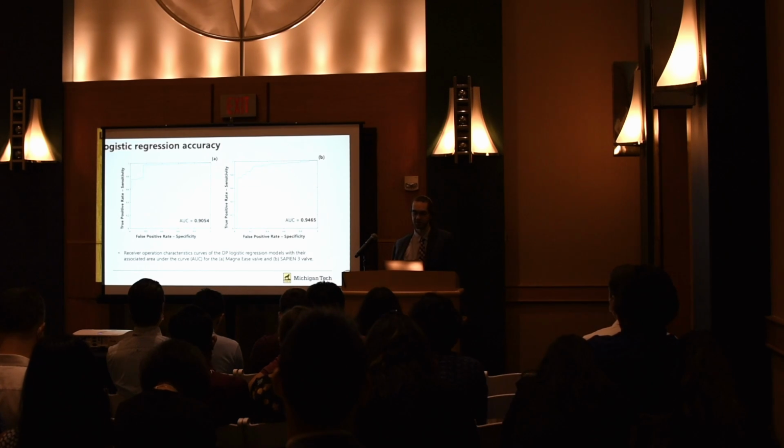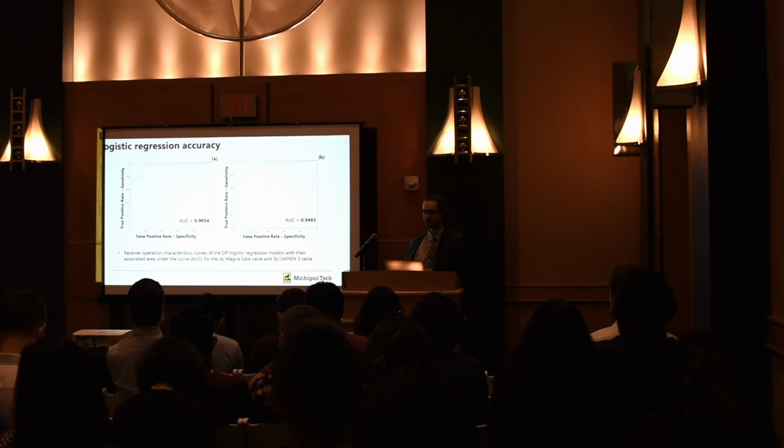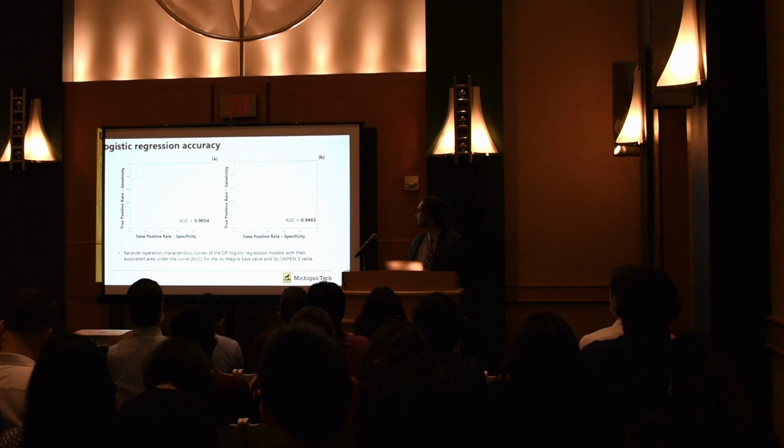So here we're showing our receiver operating characteristic curve for the logistic regression models. The line there is, on the y-axis we're plotting sensitivity, and then on the x-axis is specificity. The key thing that we're looking at here is the area under the curve, the AUC. Both valves in this study had AUCs greater than 90%.